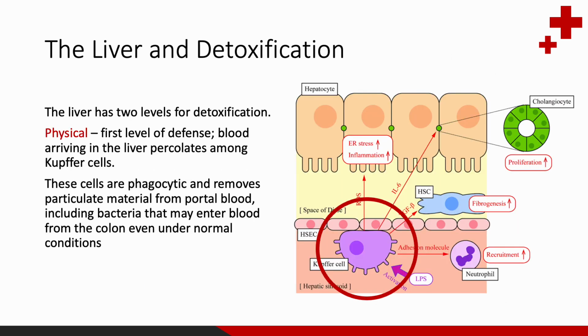The liver has two levels of detoxification. The first level of defense is physical, with the blood arriving in the liver percolating among Kupffer cells. These Kupffer cells, as discussed earlier, are phagocytic and remove particulate matter from portal blood, including bacteria that may enter blood from the colon even under normal conditions.